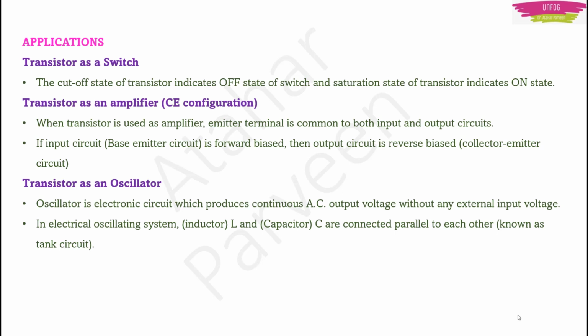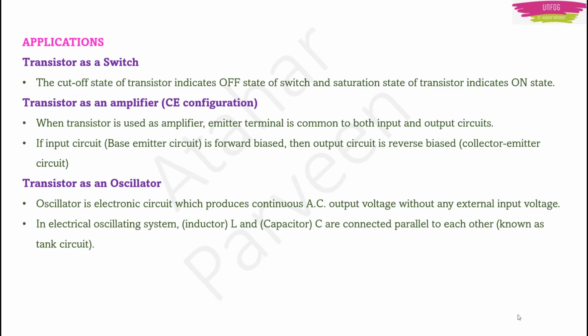Now in an electrical oscillating system, you will have two components: an inductor denoted by L and a capacitor denoted by C. They are always connected in parallel with each other, and this type of circuit is known as a tank circuit. Remember, when a transistor is used as an oscillator, the circuit is known as a tank circuit, in which inductor and capacitor are connected in parallel to each other.